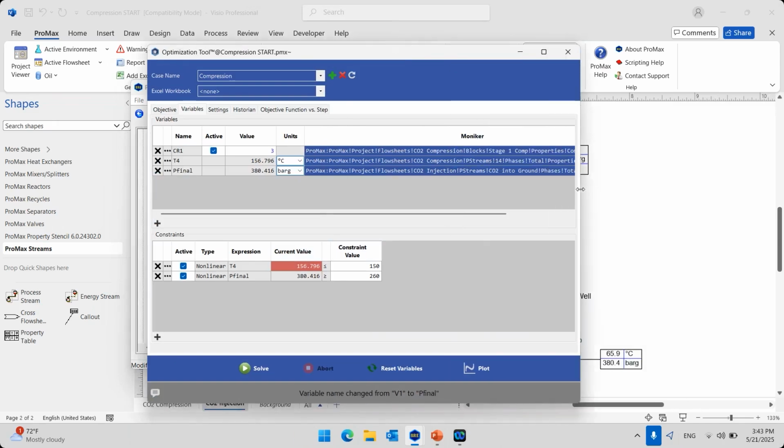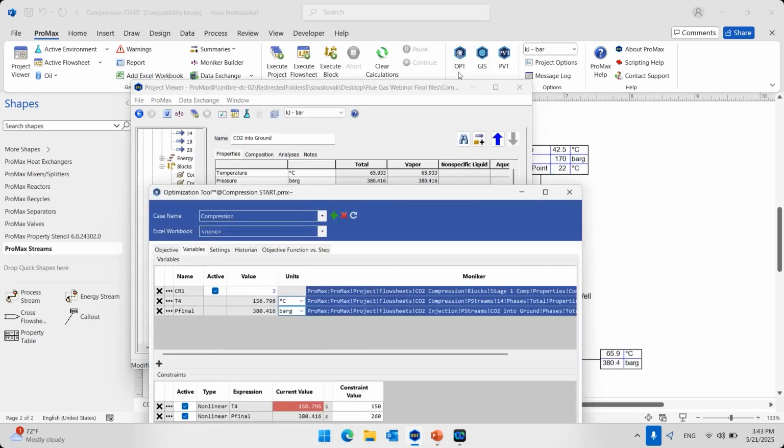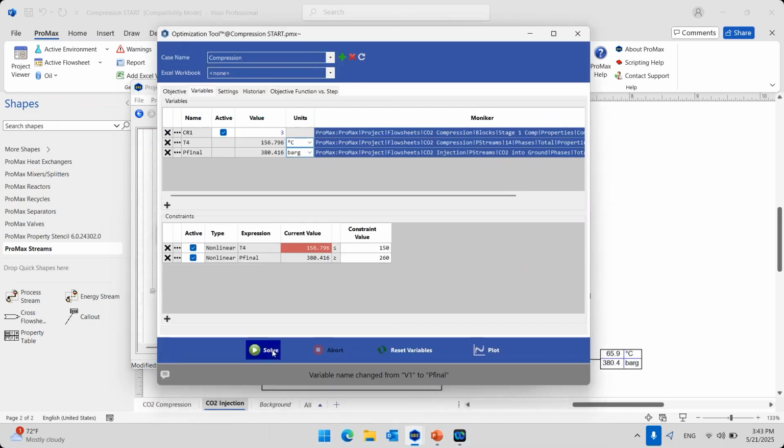I want to find out what my compression ratio should be, and make sure I hit the 150 degrees maximum after my last compression and that my final pressure is more than 260. And I wanted to try to figure out how to do all of this with the least amount of energy. So that's how I set it up. The optimization tool can be found here at the top, OPT. And then I'll click solve.